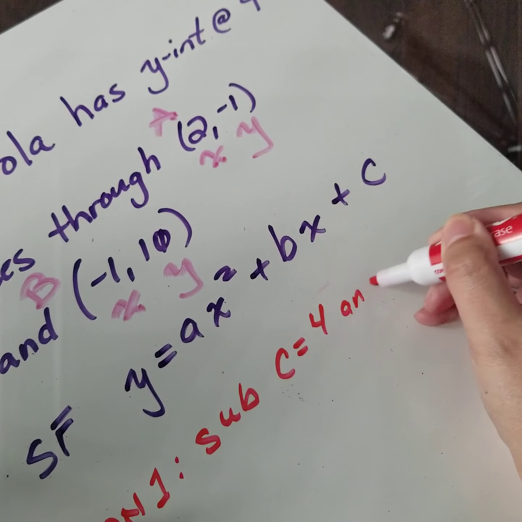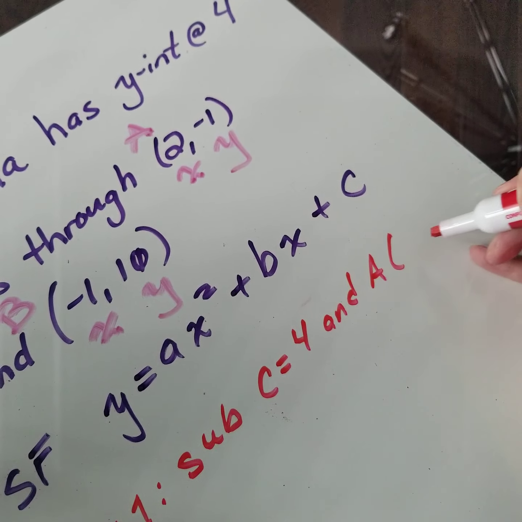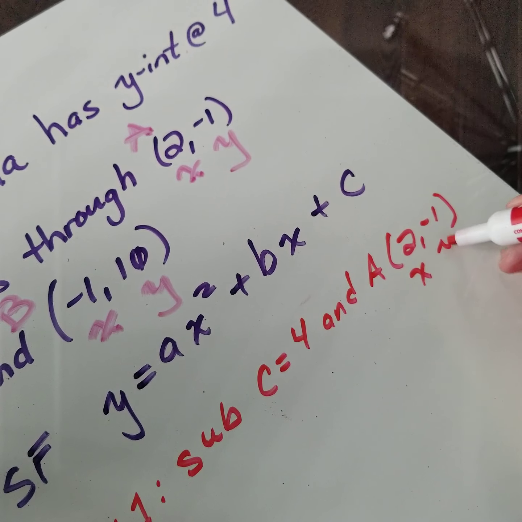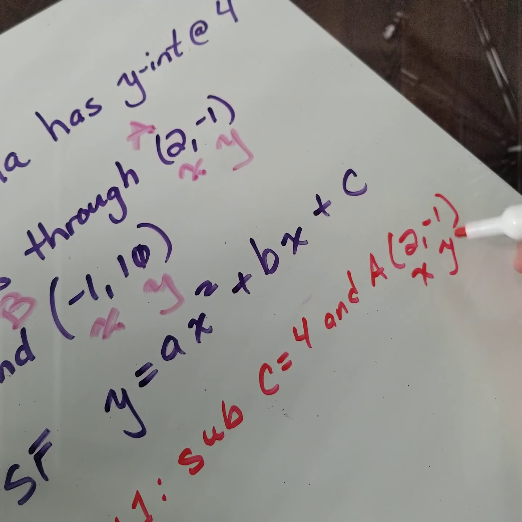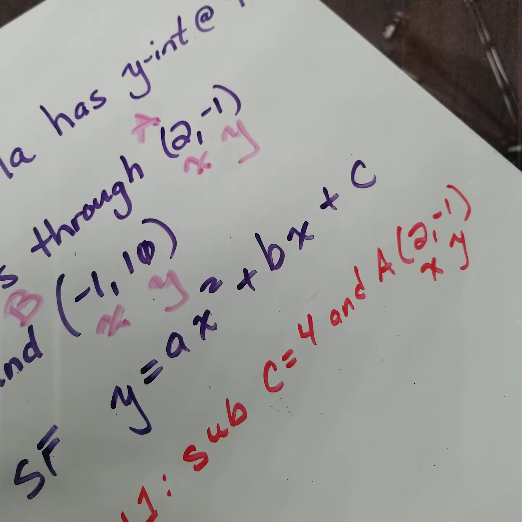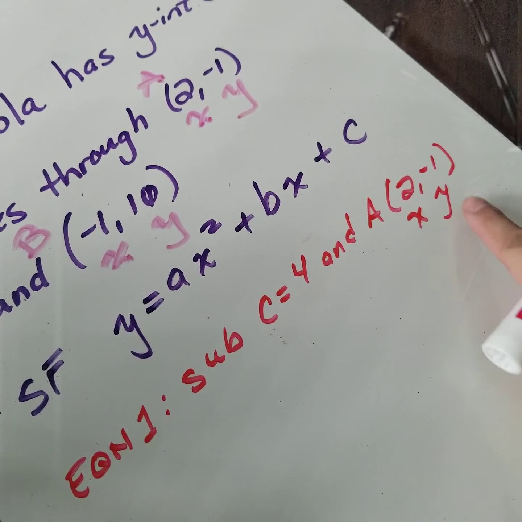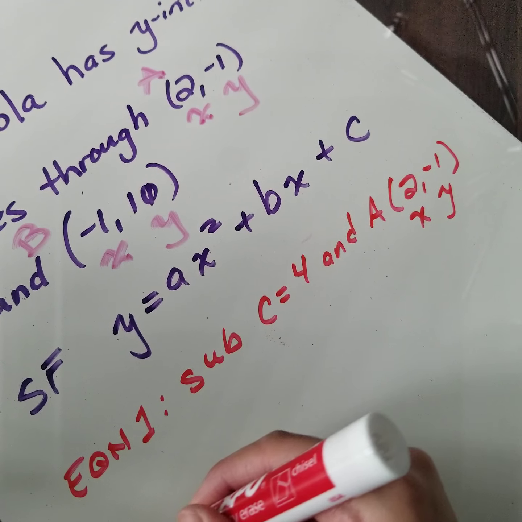And I'm also going to do one of the points. So we can pick A, 2, and -1. So anytime that I see x, I'll put in the value of 2. Anytime that I see y, I'm going to put in the value of -1. So here, y is going to match this y. So I'll write -1 first.